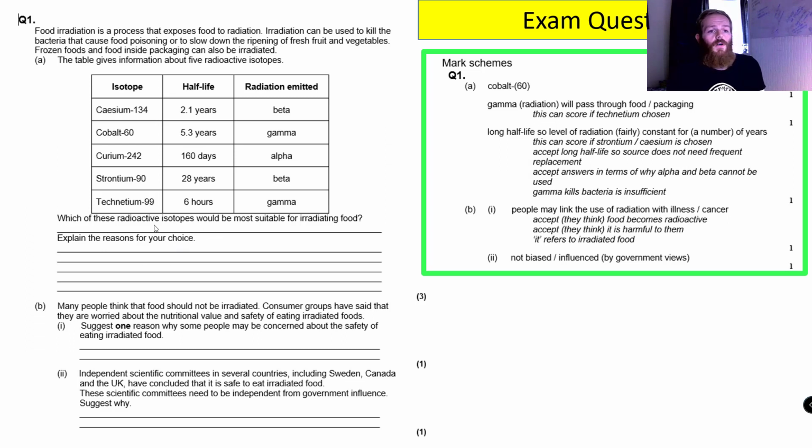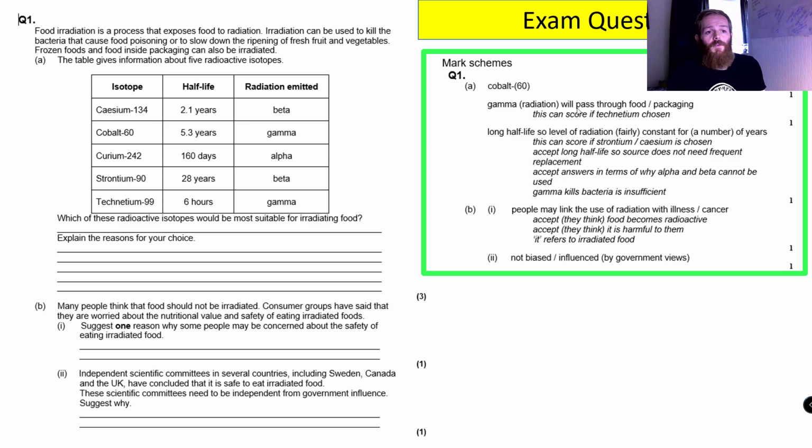Now if you've not got cobalt-60 in there, that doesn't mean you've got 0 marks here. You can still get some marks even if you've got the first part of this answer wrong. If your decision for the explanation is right, even though your answer is wrong, you can still pick up some marks. So that should say cobalt-60 at the top. Explain the reasons for your choice, that's worth 1 mark by the way.